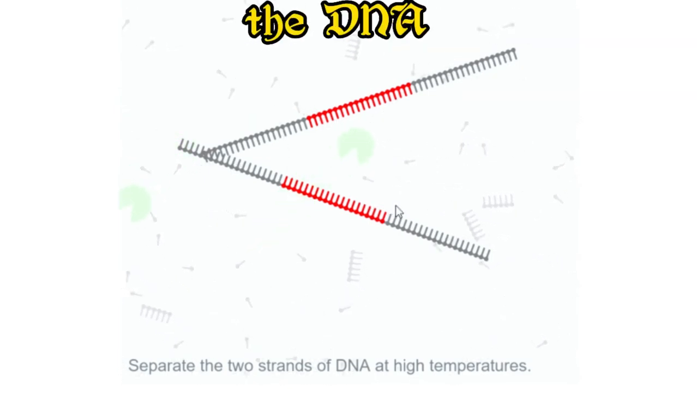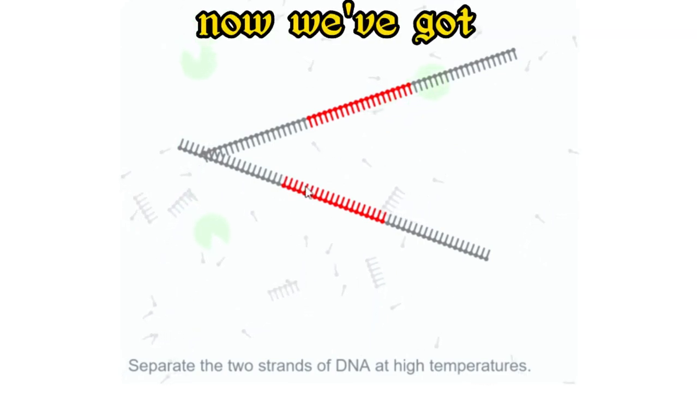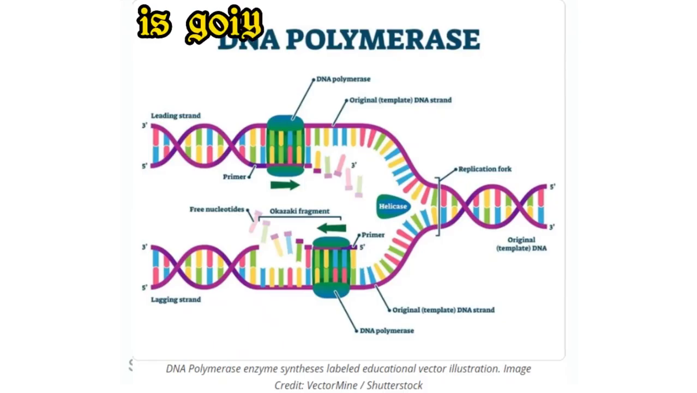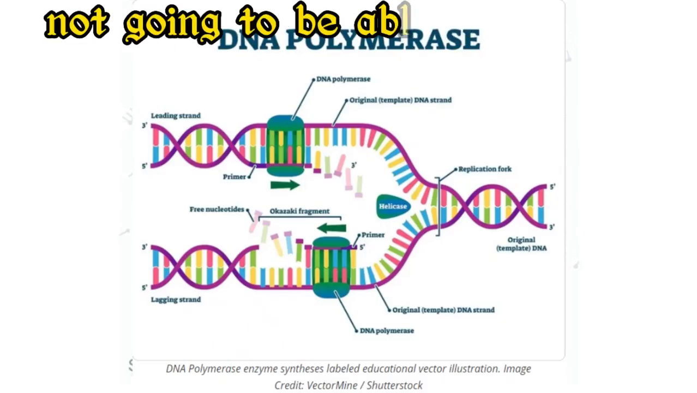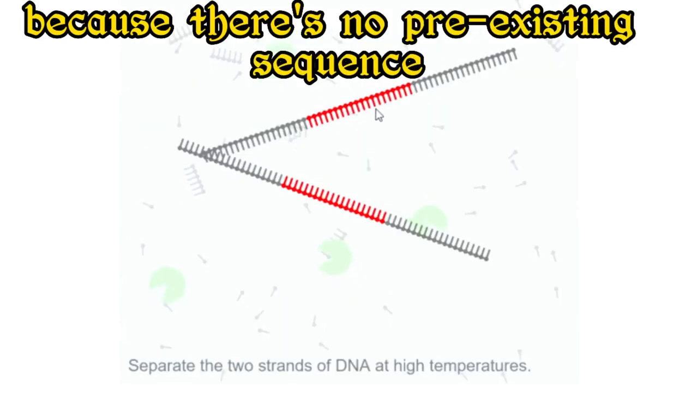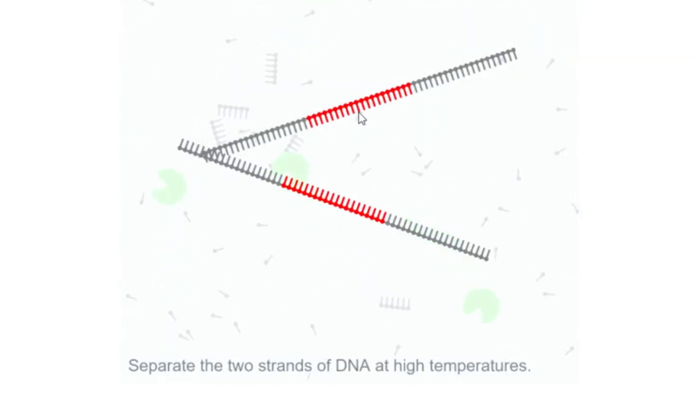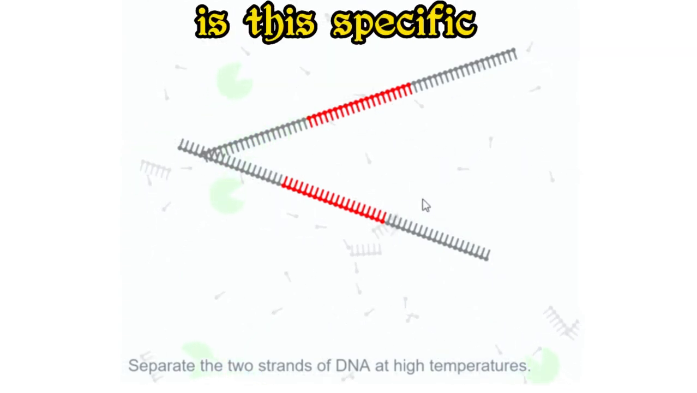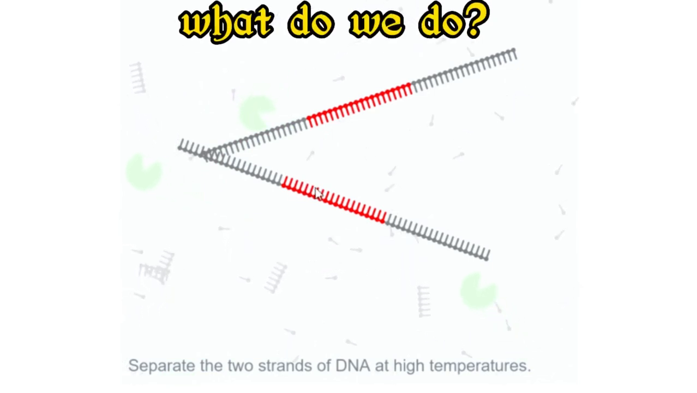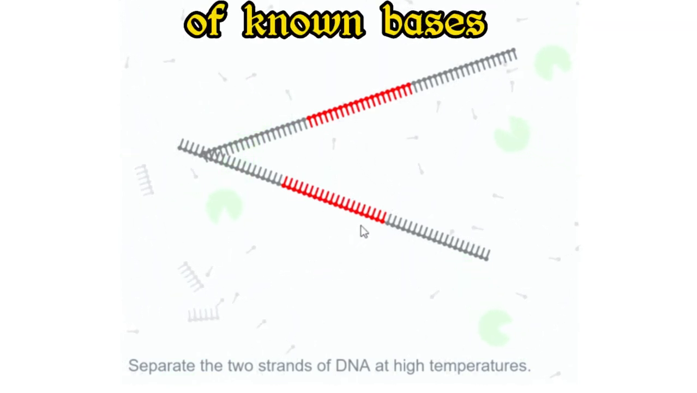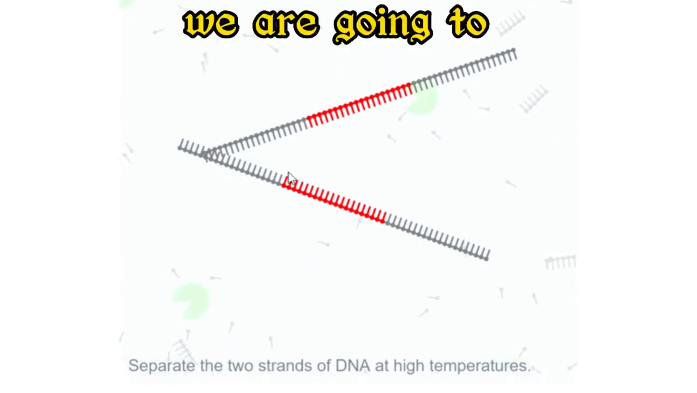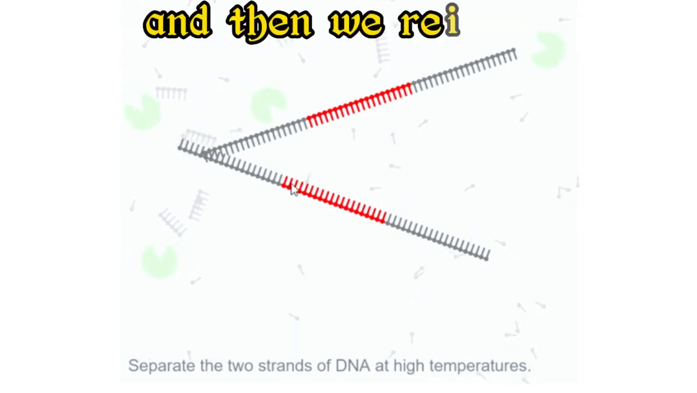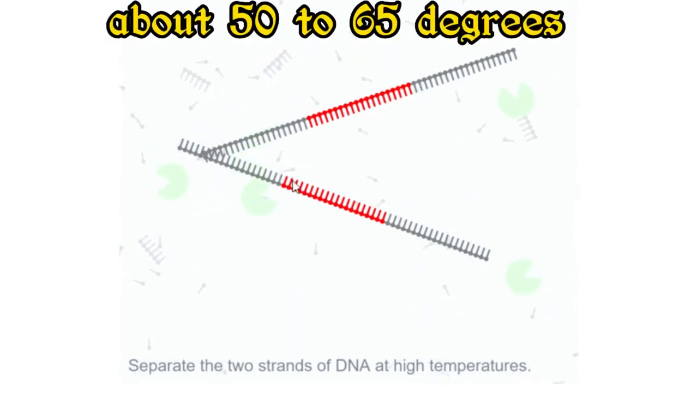After we've denatured the DNA, you can see here that now we've got an open sequence which the DNA polymerase is going to attach to. But the DNA polymerase is not going to be able to attach because there is no pre-existing sequence. What we want to multiply is this specific target sequence. What do we do? We find a primer of known bases. Since these bases are known, we are going to use a primer which will attach on one of the ends of this known sequence. And then we reduce the temperature to about 50 to 65 degrees.